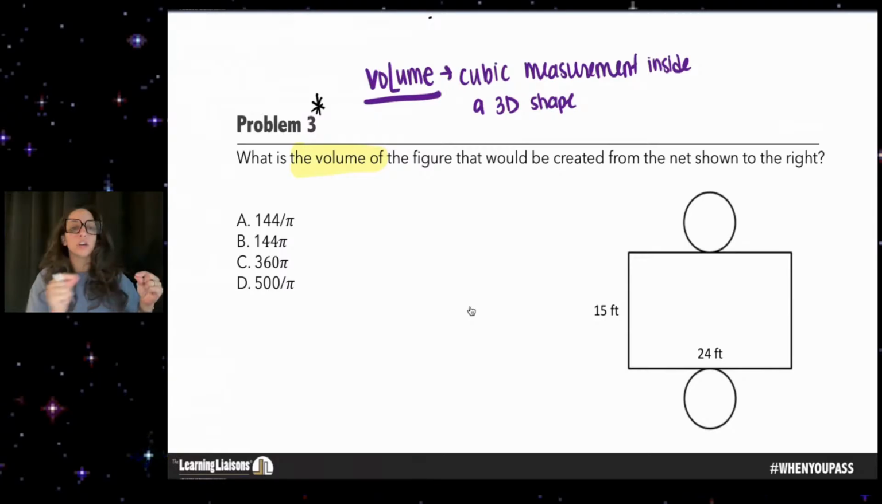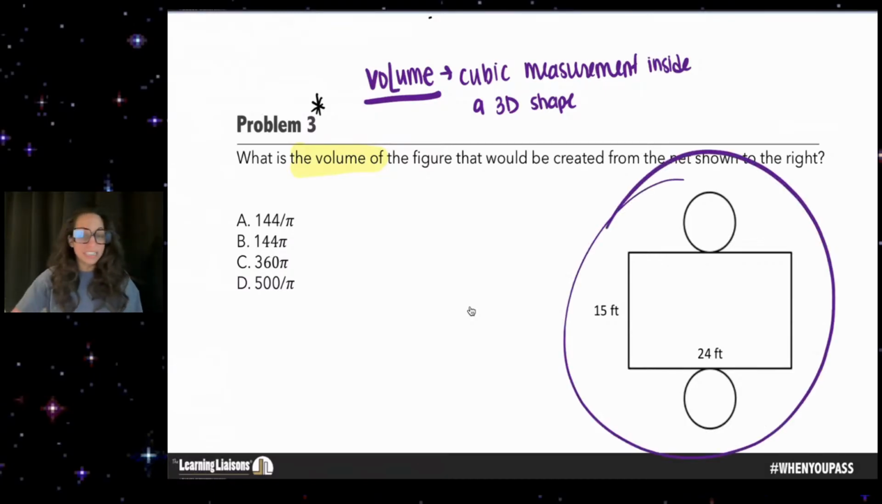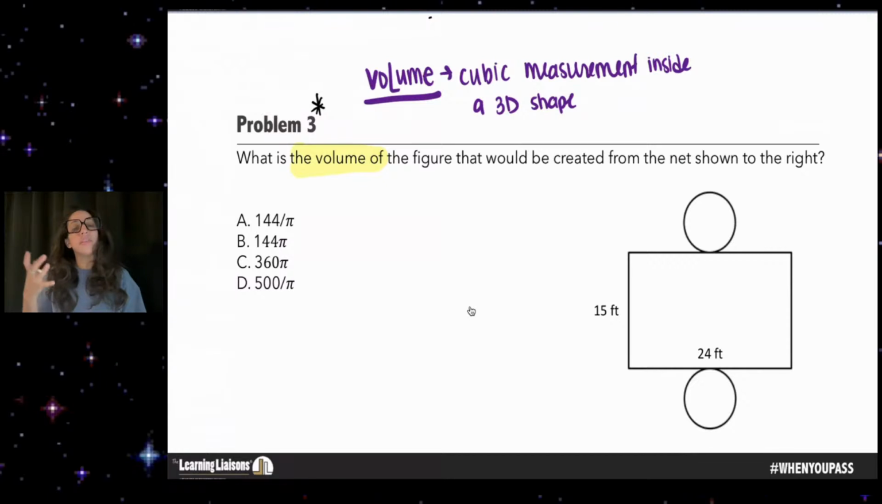So perimeter is the linear measurement. Area is the square measurement inside a flat shape or a 2D shape, and volume is the cubic measurement inside a 3D shape. Now, you might be looking at me going, Amy, you've lost your mind. This is not a 3D shape. You are correct. What they've given us is the net, which means they've taken the 3D shape and flattened it out. But what 3D shape would this create if we were to create the 3D shape? This would create a cylinder.